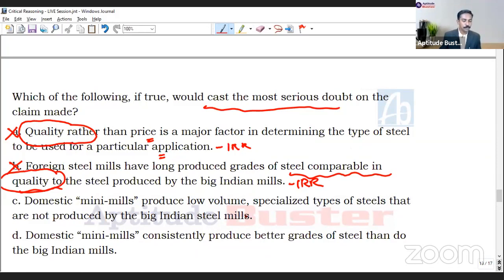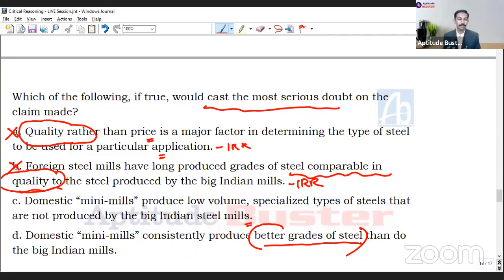Look at option C. Domestic mini mills produce low volume, specialized types of steel that are not produced by the big Indian steel mills. C doesn't talk about quality, so we don't have any clue. Let's keep it for a while. Look at option D. Domestic mini mills consistently produce better grades of steel than do big Indian steel mills. Better grades of steel means what? Better quality. So better grades also relate to the quality of steel. If you look at that logic, D gets eliminated.